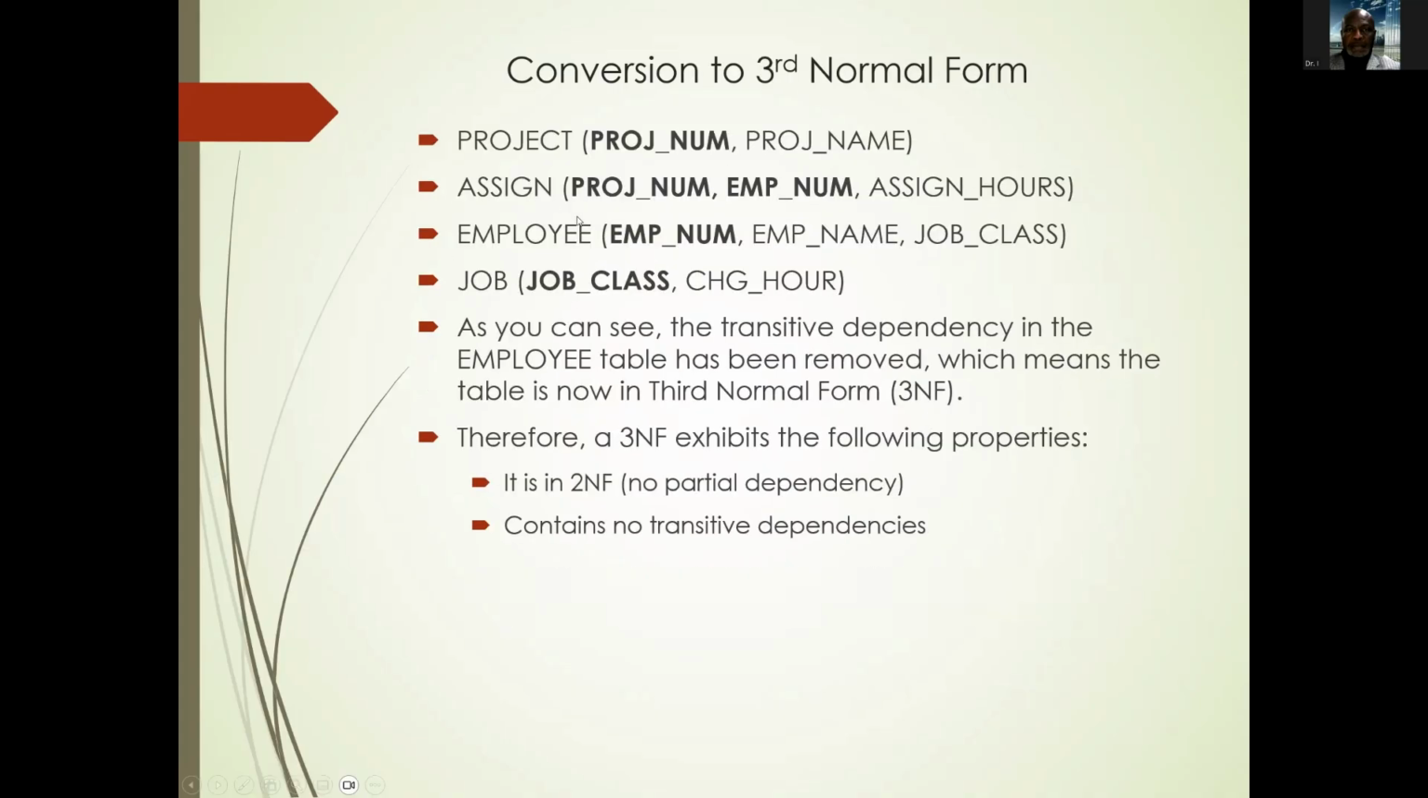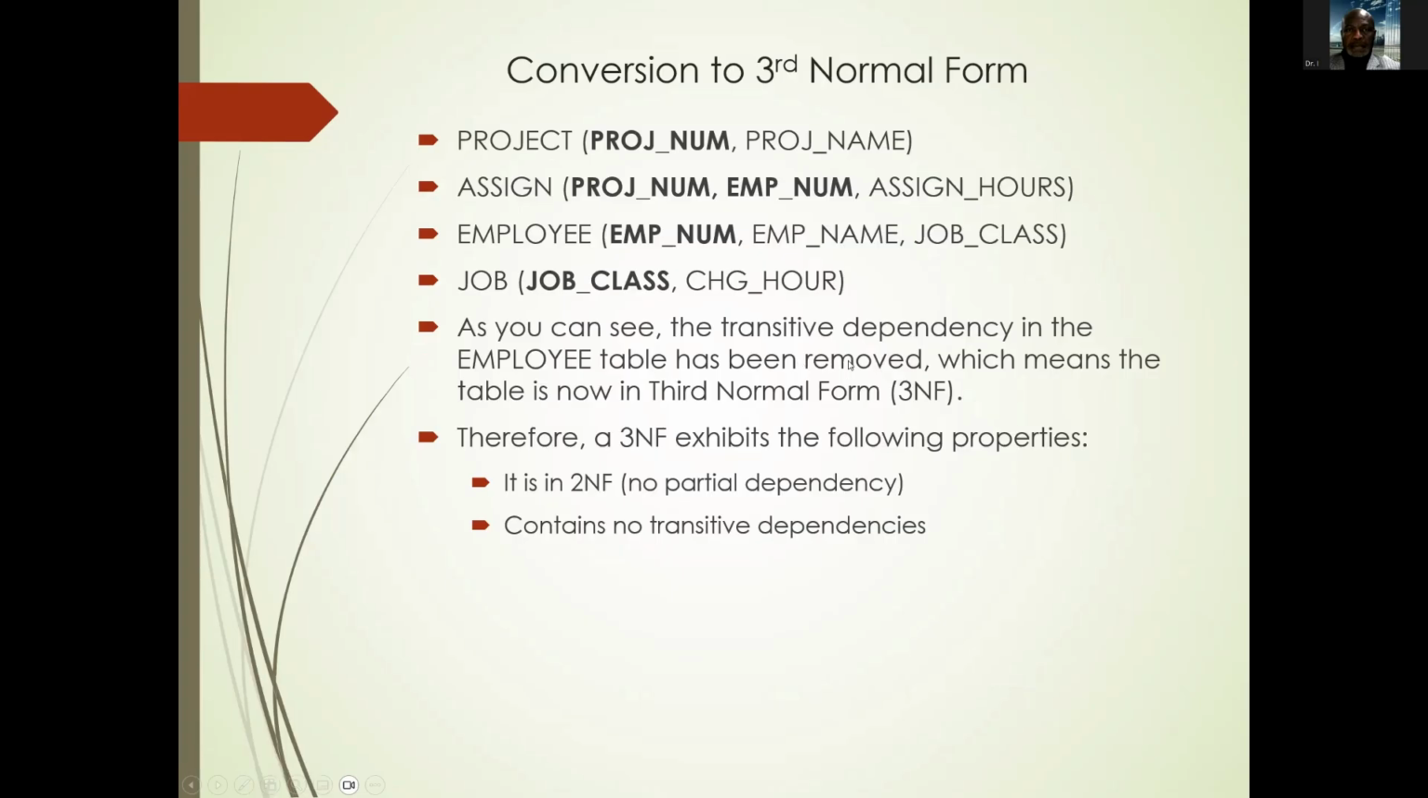Now we break them down, converting to third normal form. Right now we have the project table, with project num, which is the primary key here, and the project name, which depends on this, right? The assign table has project num and emp num as the primary key, then the assigned hours. This is because of the assignment. For the employee table, we have emp num, emp name, and now job class. Remember, we have removed this and broken it into a job table where we have job class and charge hour.